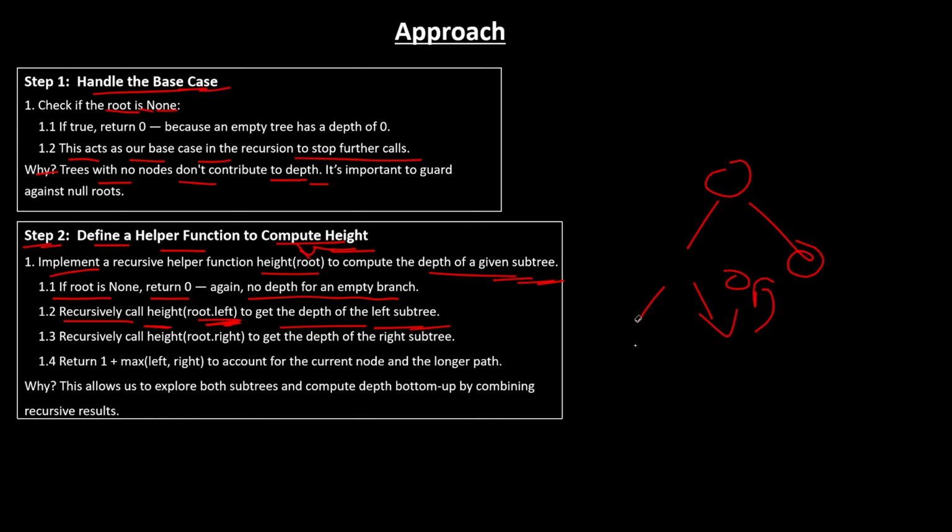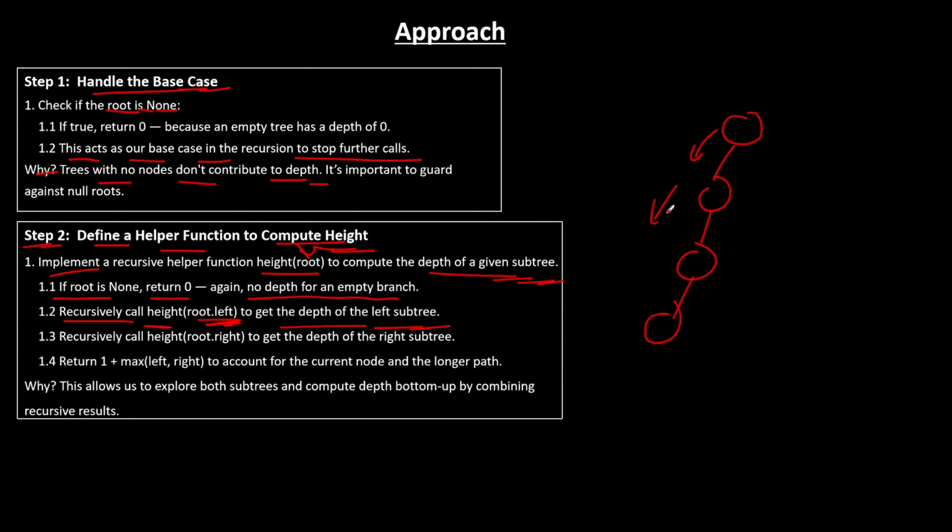In recursion, until and unless the base case is triggered, it will keep on going to the left. In our case, we are taking it to the left, so it will keep on going in the left. Okay, and as soon as it encounters a base case, it will go back and look for the right one. Fine. Then we will recursively call the root right to get the depth of the right subtree.